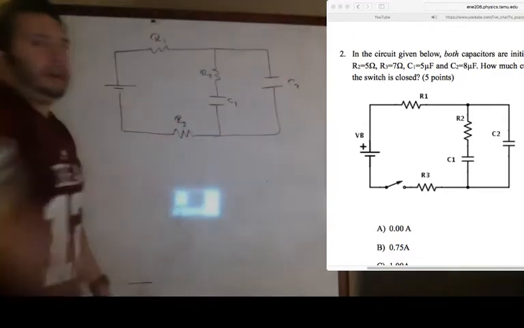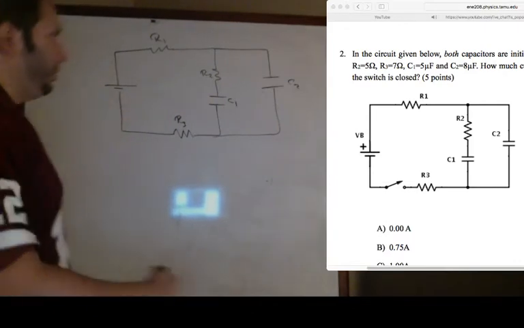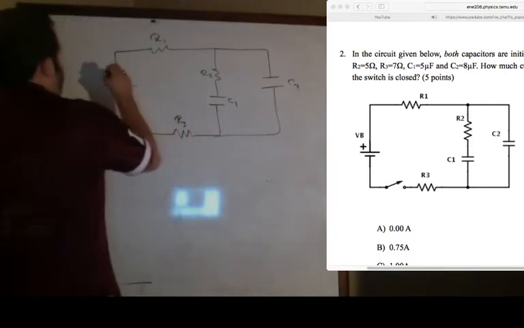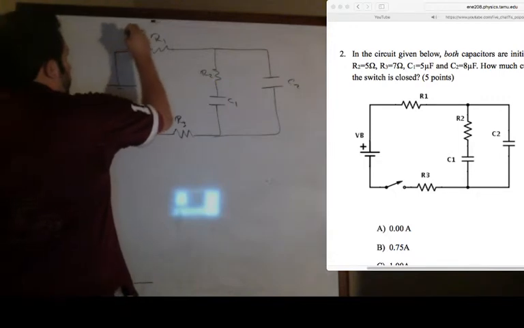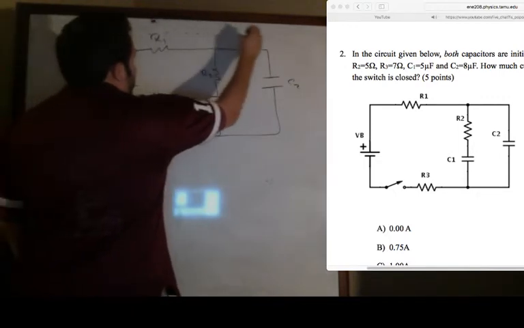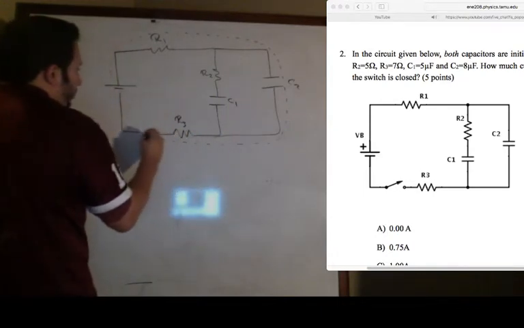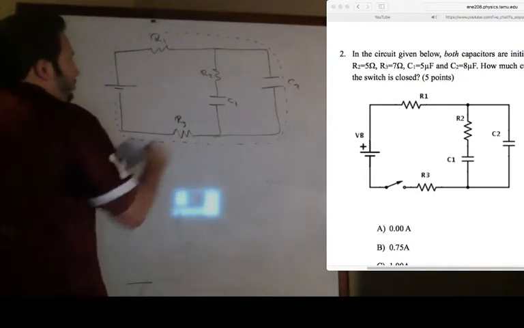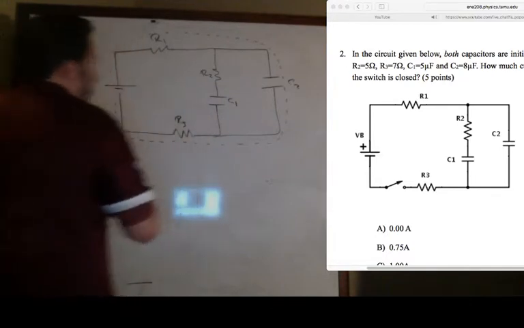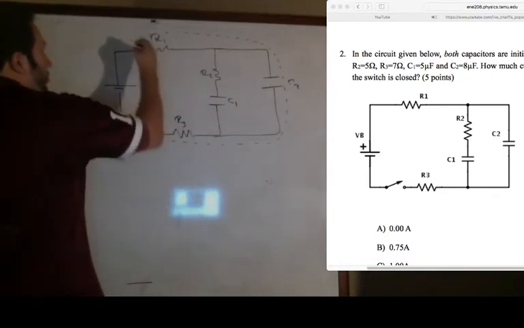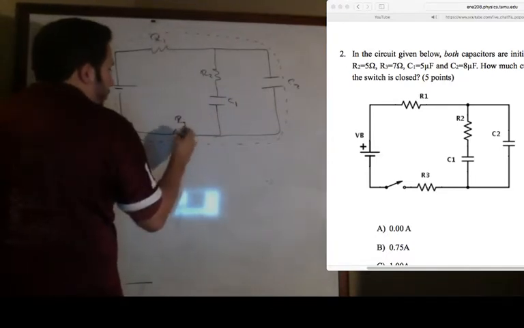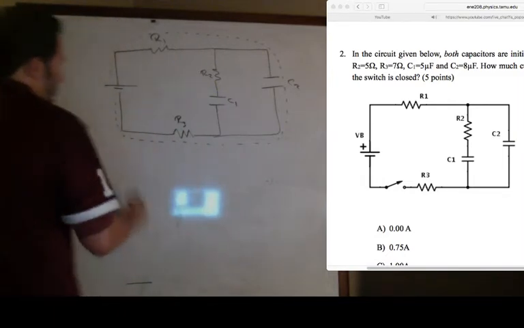Since these capacitors are initially uncharged, I know that the direction the current is going to flow, it's going to flow around R2. It will not go through here. And so, since there's no junction, R1 and R3 are said to be in series, and so there's some voltage V.